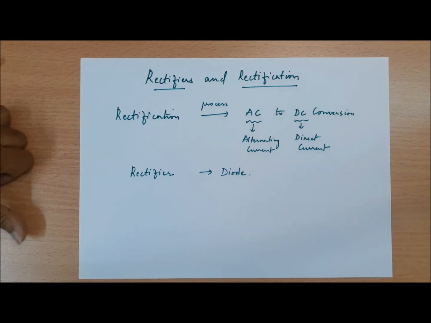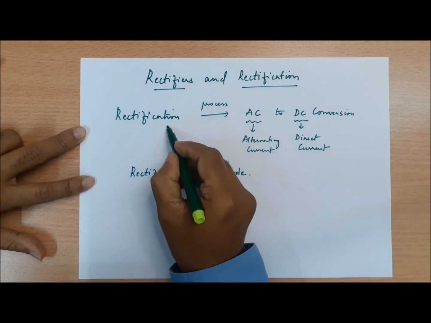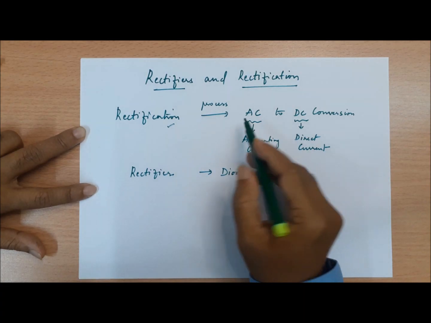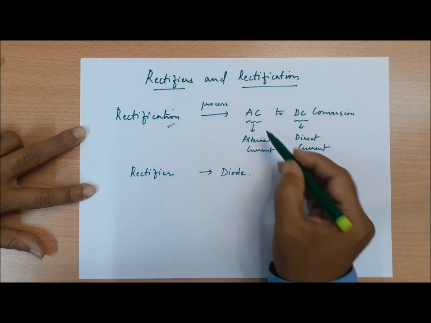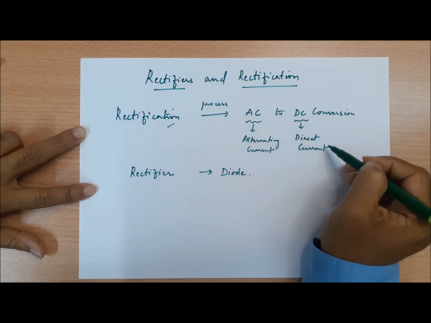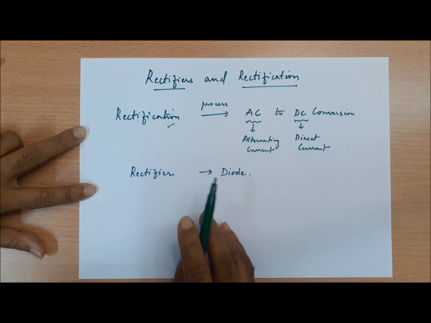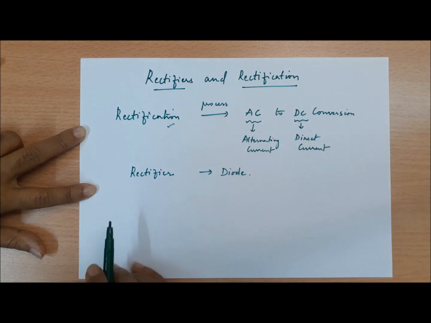Hello students. So as you can see, today the topic is rectifiers and rectification. So what does rectification mean? Well, rectification is a process of AC to DC conversion. AC stands for alternating current and DC stands for direct current. So it's a very simple process of alternating current to direct current conversion.